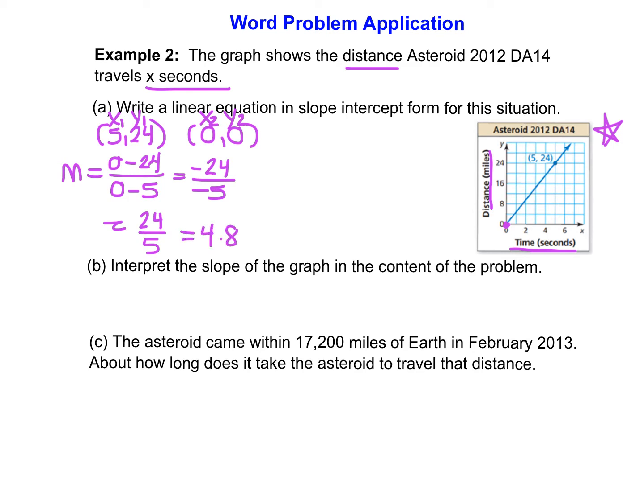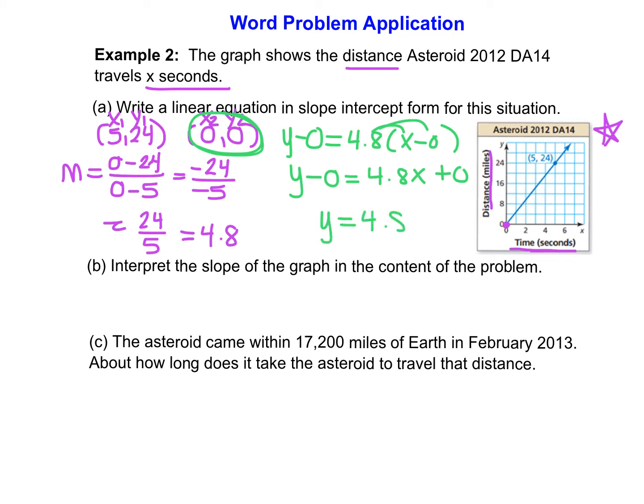So from here, what we can do is we can take this information and we can write an equation in point-slope form and convert it into slope-intercept form. So I'm going to pick the point 0, 0 because to me that's a really easy point to plug into point-slope form. So we have y minus 0 is equal to 4.8 parentheses x minus 0. Distribute that, so I have y minus 0 is equal to 4.8x plus 0. I can drop those zeros because zeros represent nothing, so my equation is y equals 4.8x. So I now have a function to represent this graph.